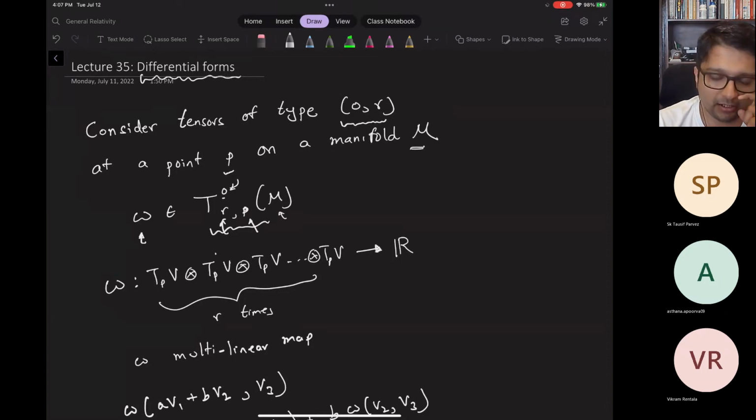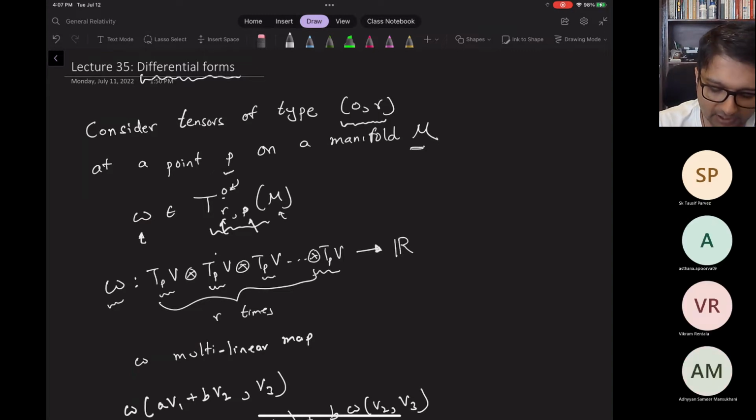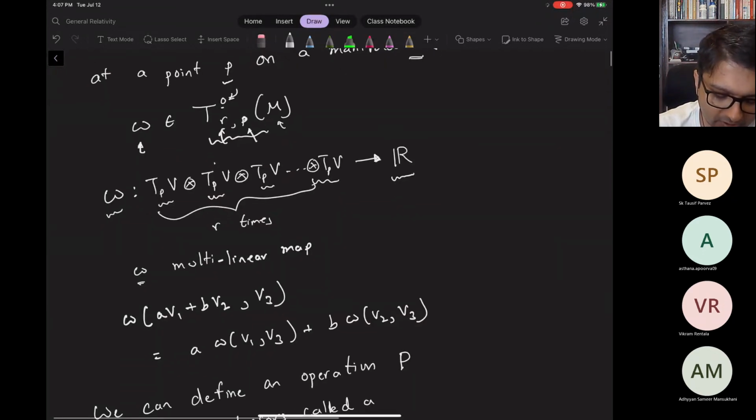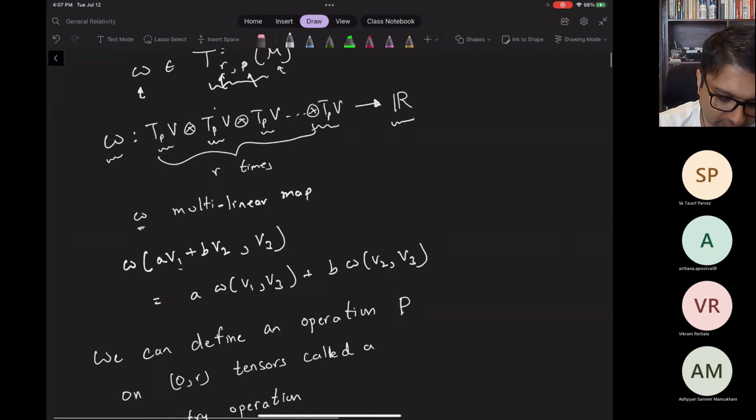Okay, and so what do we mean by this tensor? Well, what it means is if we feed it R vectors at the point P, then it's a linear map from these vectors to real numbers. So this omega is a multilinear map, which means omega takes in, for example, a linear combination of two vectors and a third vector.